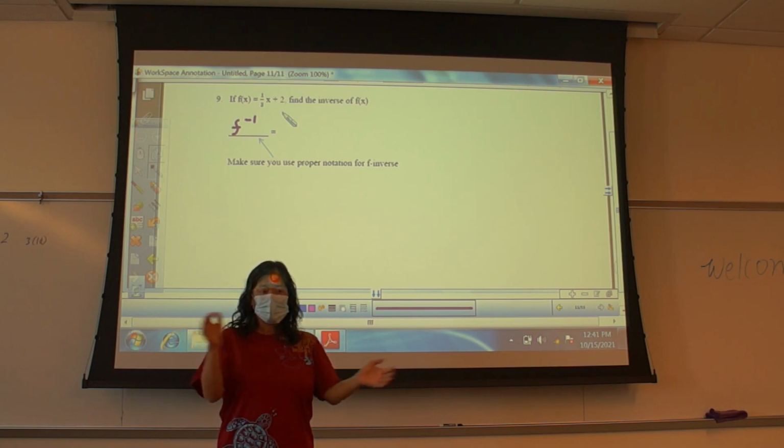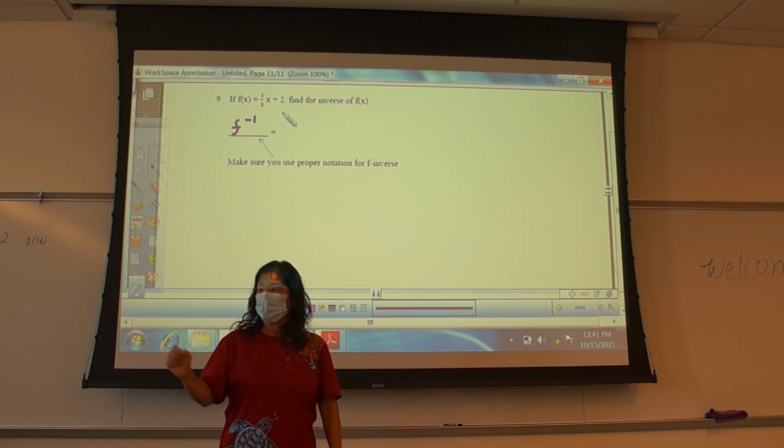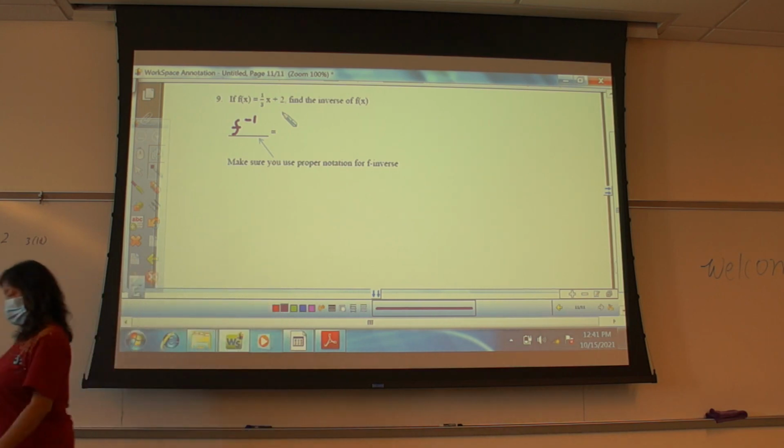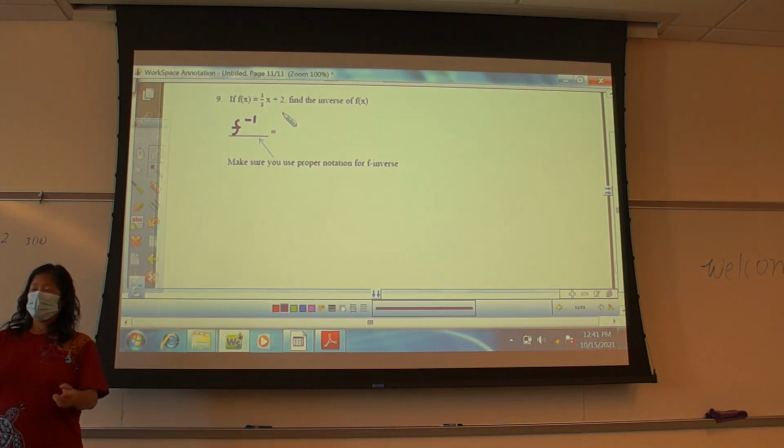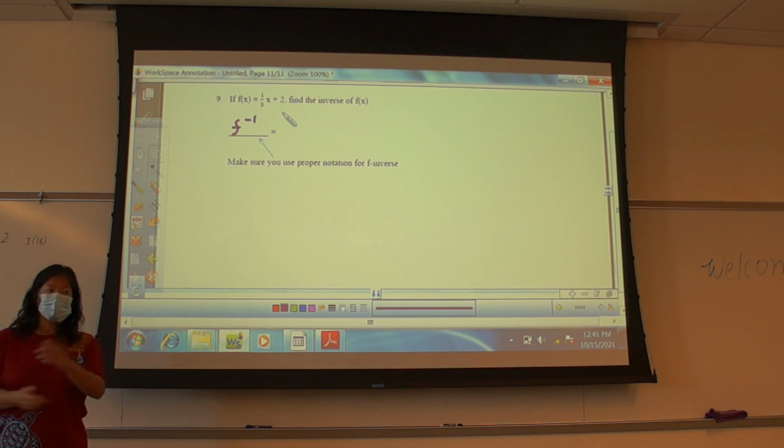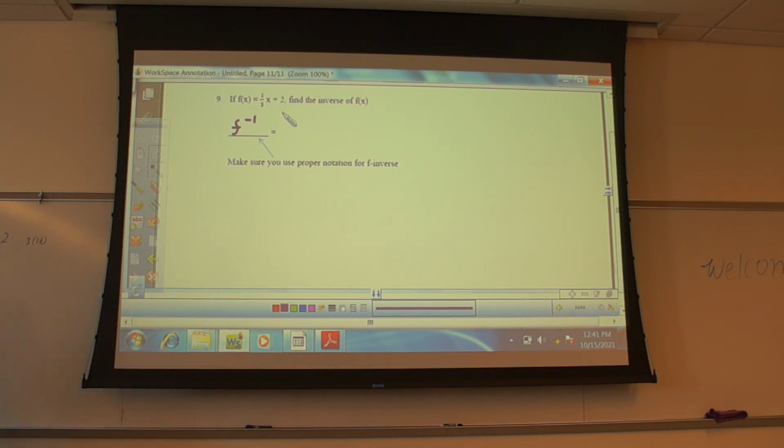Are you all right with that part? So maybe write that down in a note somewhere as well. Signs, that's about the reflection. Swapping is about the inverse, when the x and y swap. So, everybody write down what you think is the first step for this.